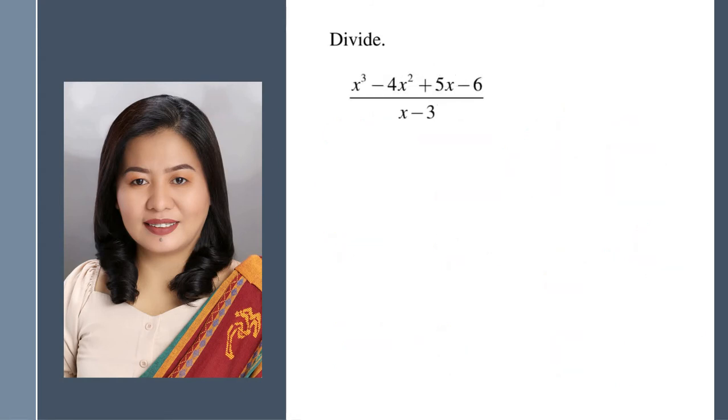Next number. Okay, this one is a bit exciting because you have a binomial in the denominator. We cannot follow the process of the previous number because the previous number has a monomial denominator. But here we have a binomial denominator. So first, we will have to factor our numerator. I'm more comfortable factoring by grouping.